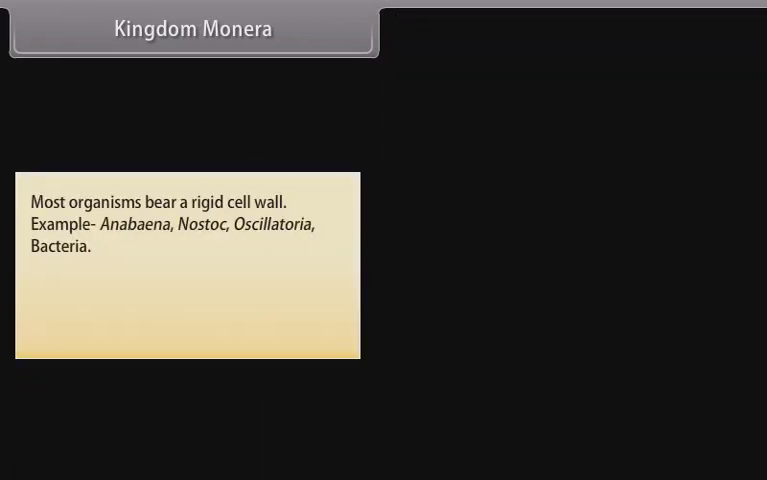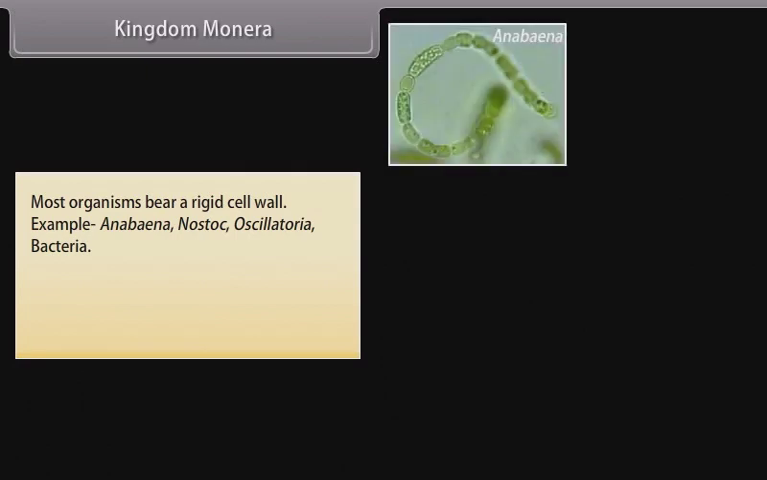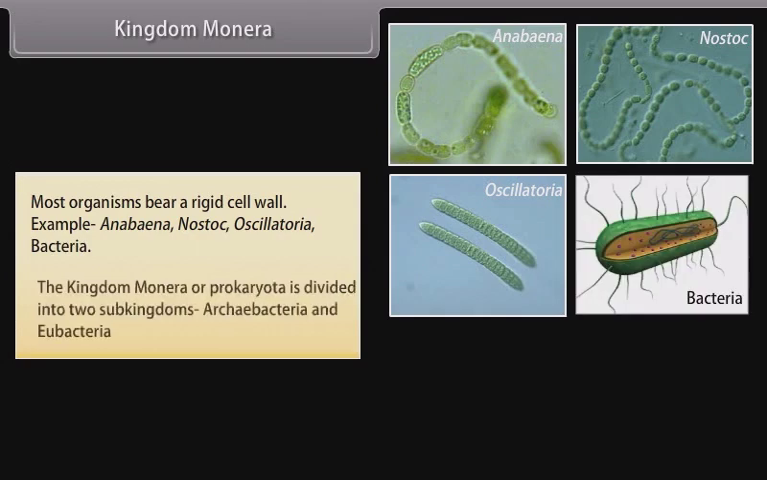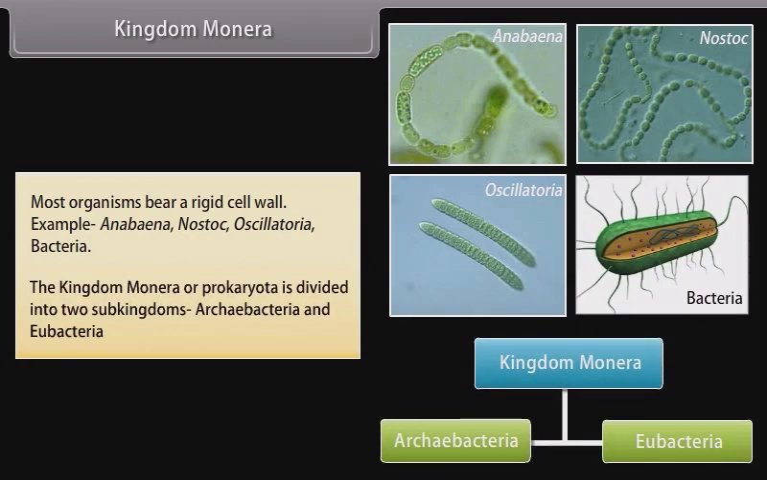Most organisms bear a rigid cell wall. Example, Anabaena, Nostoc, Oscillatoria, Bacteria. The kingdom Monera or Prokaryota is divided into two subkingdoms, Archaebacteria and Eubacteria.